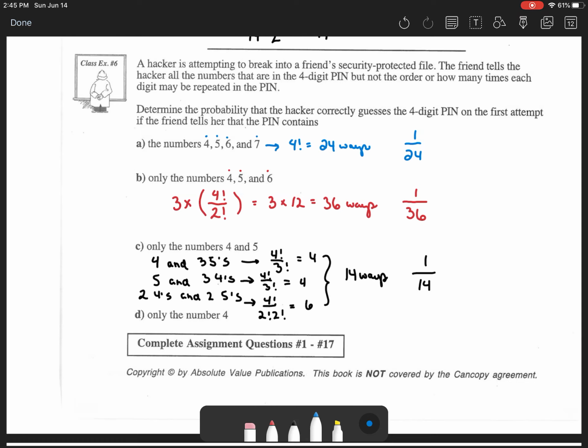Now, the last one is interesting, okay? Interesting, not interesting, because you're only using the number 4, aren't you? So if you only have the number 4 and you have 4 spaces to fill, the only pattern here is 4, 4, 4, 4. So there is only one arrangement or one way. So if you tell your friend you have a 4-digit code, but it only is made up of one number, well, I'm pretty sure that they are going to be able to guess it because there is only one arrangement. So in this question, the probability is 1 or 100%.